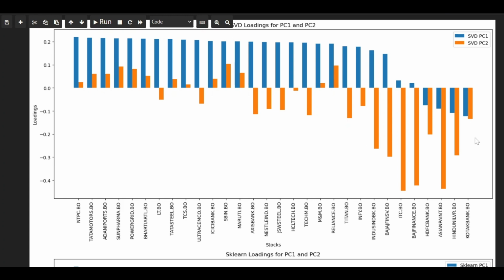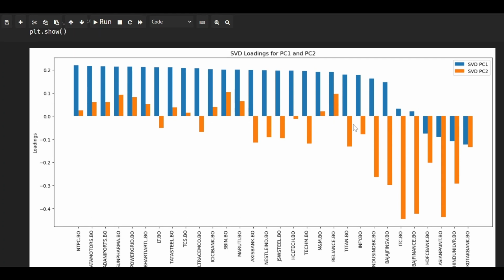You see there are some stocks, for example, Kotak Bank, Hindustan Lever, Asian Paints, and HDFC Bank, which are moving in the opposite direction, which means if the Sensex increases, the contribution given by these stocks is much higher and in the positive direction, and these stocks move in the opposite direction. So in case the Sensex is crashing, these stocks are negatively correlated and they will act as a hedge.